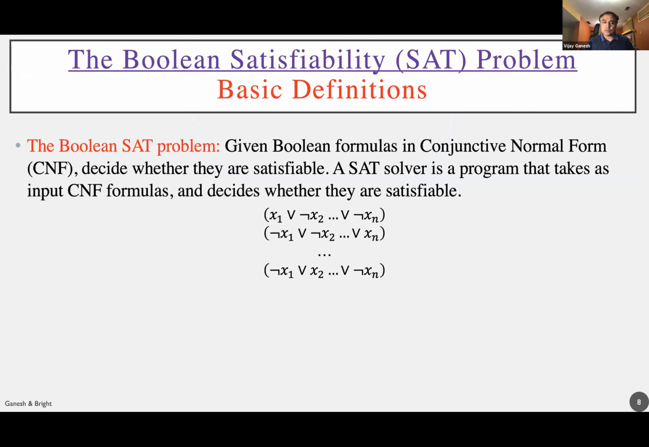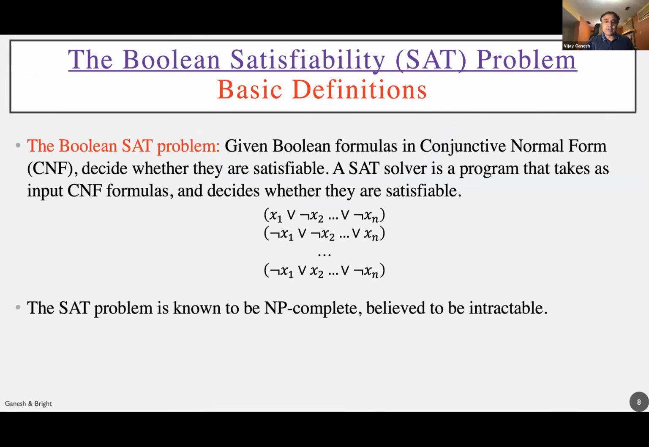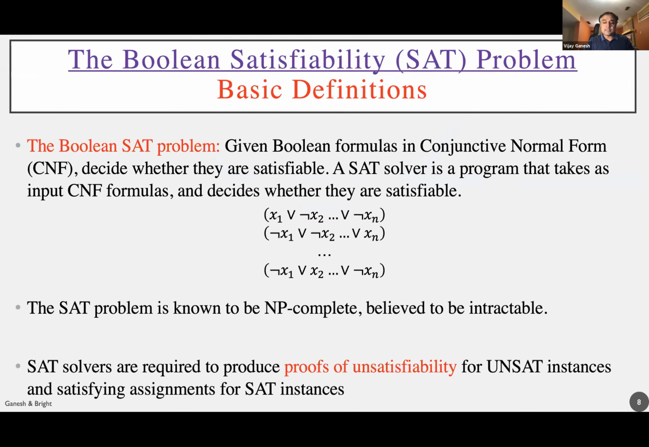So allow me to start with the basic definitions of the Boolean satisfiability problem. The problem is, given Boolean formulas in conjunctive normal form, so conjunctions of disjunctions of literals, decide whether they are satisfiable. And we know that this problem is NP-complete, believed to be intractable. But of course, the big surprise, which separates practice from theory today, is that SAT solvers are able to solve formulas with millions of variables and clauses in them.